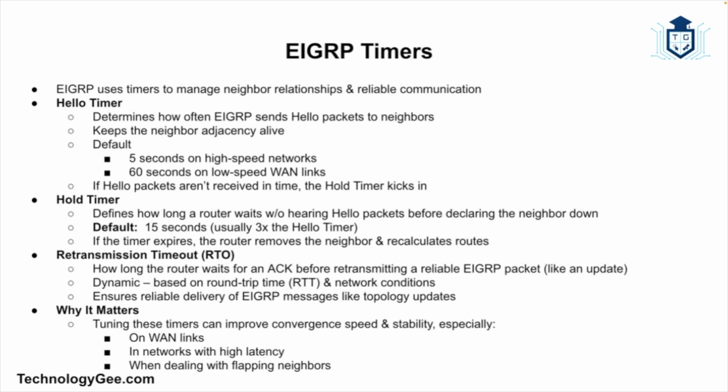All right, next we have what are called EIGRP timers. So you don't have to tweak timers very often, but it's good to know how they work. And the first type of timer is called a hello timer. And this is basically how often EIGRP sends hello packets. You have a hold timer. This is how long a router waits before declaring a neighbor is down. And then you have what is called the retransmission timeout. And this is how long a router waits before resending a packet if no acknowledgement is received. And you can fine tune these settings for performance, especially on wide area network links.